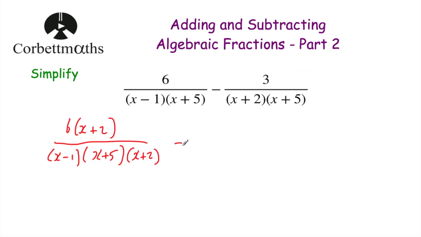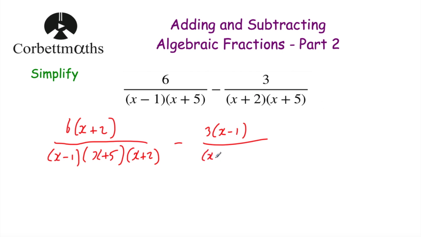Then we've got to subtract, and now we're going to multiply both the numerator and denominator of the second fraction by x minus 1. So multiplying the numerator by x minus 1, we'll have 3 bracket and then x minus 1. And then we're going to multiply the 2 brackets on the denominator by x minus 1. Now we could write x plus 2 times x plus 5 times x minus 1, but I'm just going to change the order so it matches the other fraction.